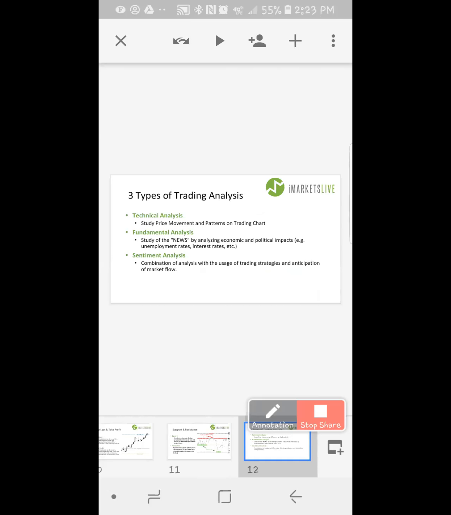And there's actually a website called forexfactory.com. Brianna Lyons Harris does a wonderful job of showing how to set that up for high impact news. You have red folders, yellow folders, orange folders, and bank holidays. And that's something we can dig into a little bit later in regards to fundamental analysis. And then we have sentiment analysis. That's a combination of analysts with the usage of trading strategies and anticipation of market flow.